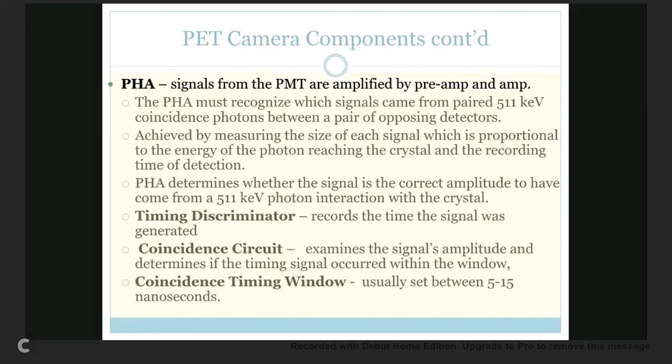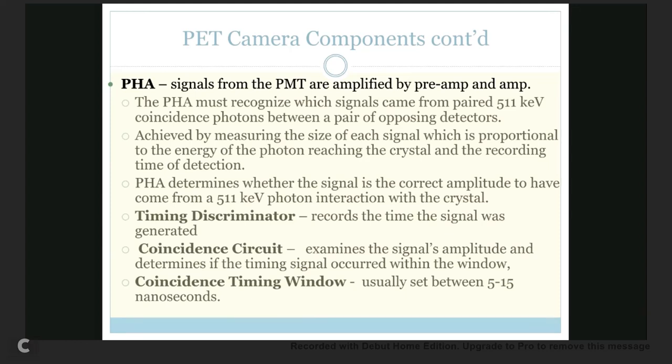photons strike the detectors. Once it goes through, and then goes from the PM tube, it has to go into the preamp and then the amplifier, just exactly like your gamma camera. Okay, but at this point, the measurement of the size of the signal that is produced is going to aid in detecting where it came from, and it's going to tell you the time of detection as well, like how fast it got there.